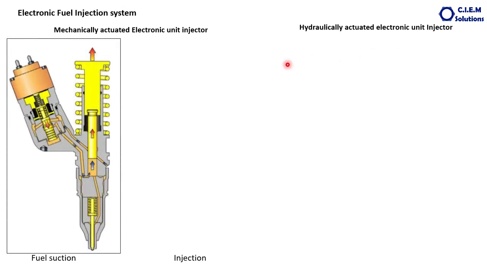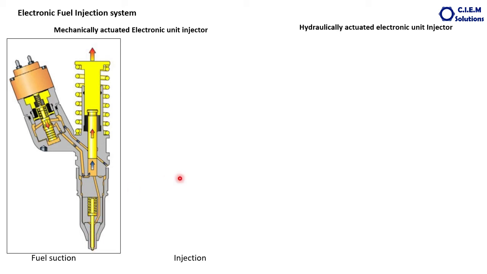If you cut this electronic injector, which is actuated through mechanical means, the internal components look like this. This is the plunger, this is the return spring, this is the plunger, and this is the fuel. Here the fuel is coming like this. This is the solenoid valve, freely flowing here and going to return. The fuel is available up to this needle valve.